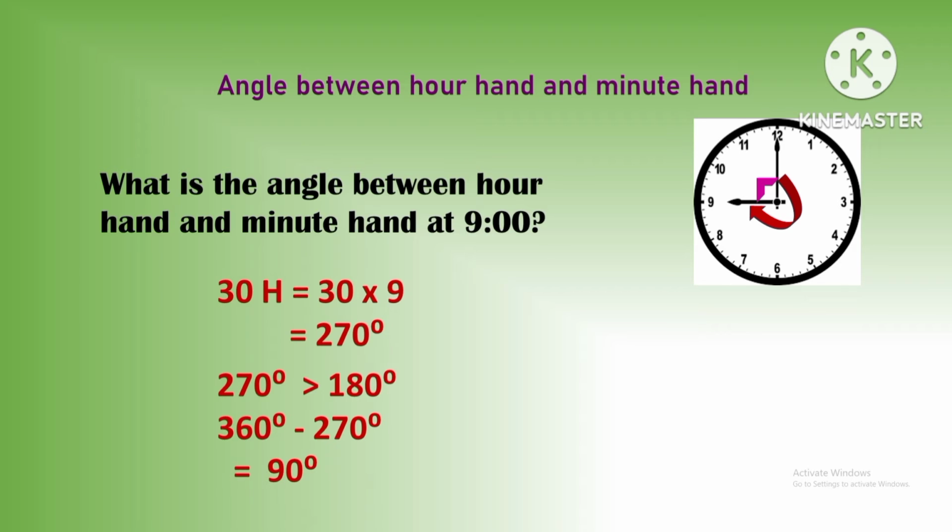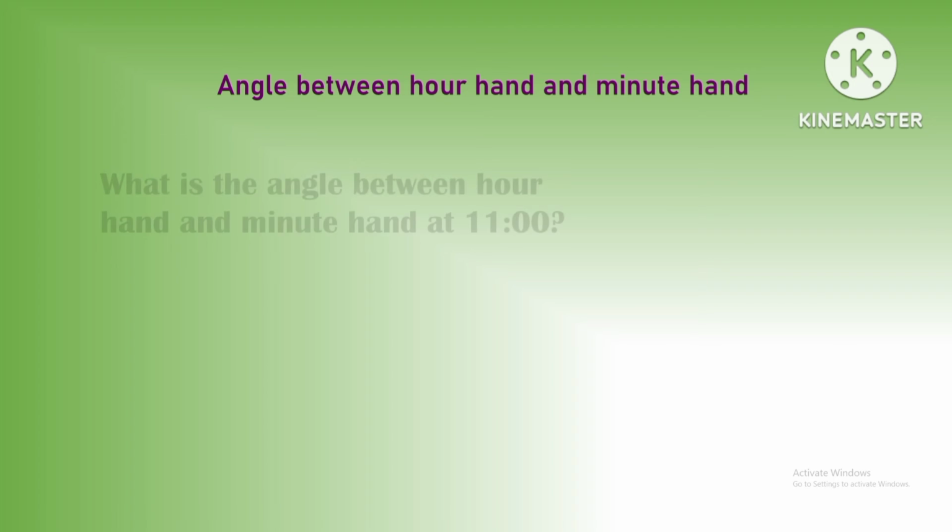So it is the final answer. So now you are getting the correct answer, right? The angle between hour hand and minute hand at 9 o'clock is 90 degree. For this type of 9 o'clock problem, it's not necessary to apply the formula itself. We shall write directly as 90 degree. But this is one of the tips you should remember. Let us solve another problem.